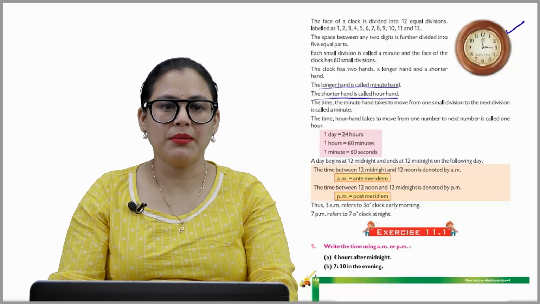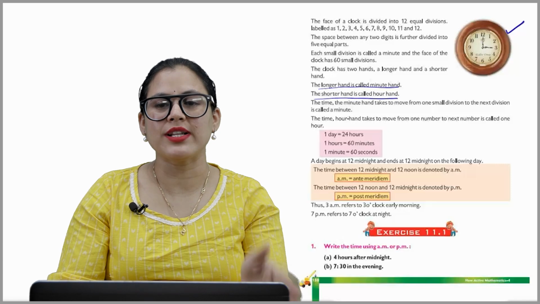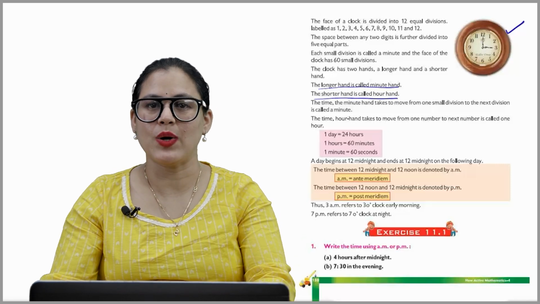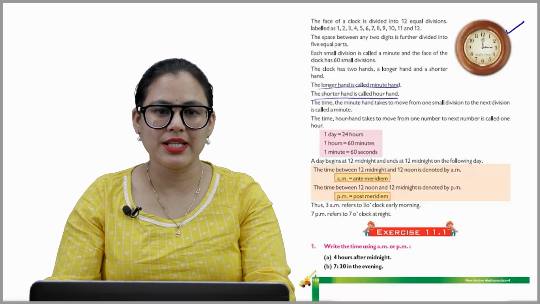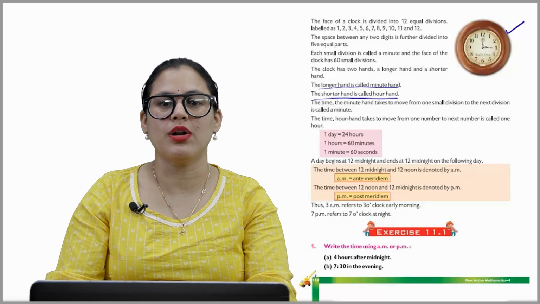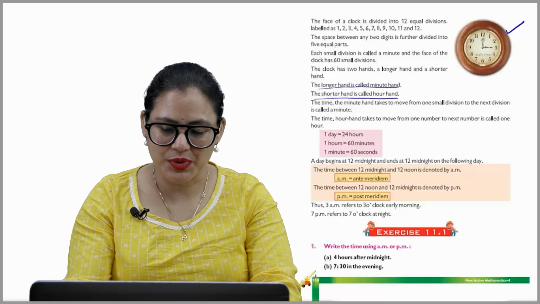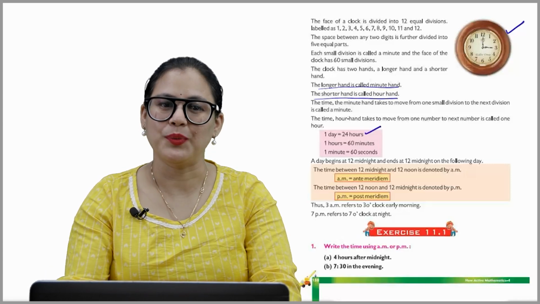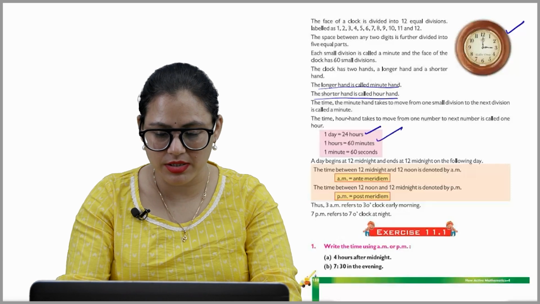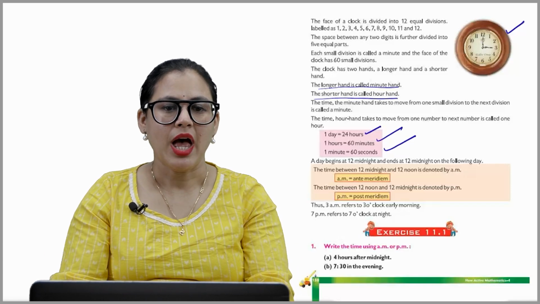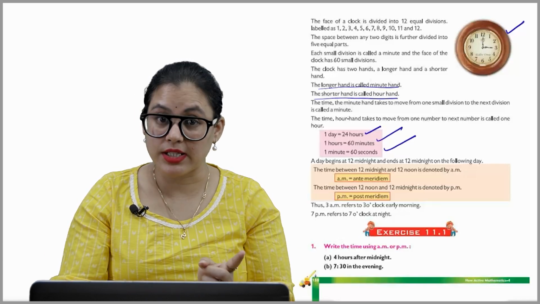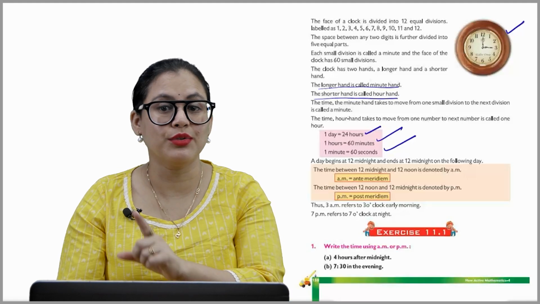The time the minute hand takes to move from one small division to the next division is called a minute. The time the hour hand takes to move from one number to the next number is called 1 hour. 1 day is equal to 24 hours. We know that 1 hour is equal to 60 minutes and 1 minute is equal to 60 seconds. A day begins at 12 midnight and ends at 12 midnight on the following day.